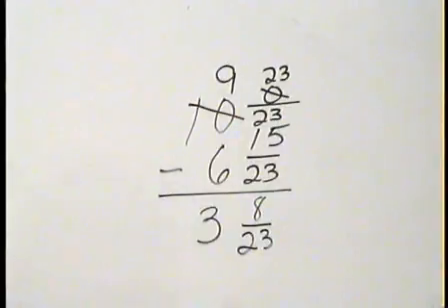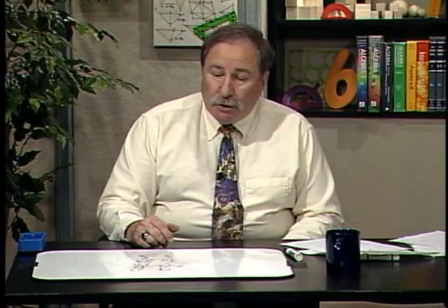3 and 8/23? Well, there's two ways to look at that. You can say I couldn't reduce 15/23, so I certainly can't reduce the answer. Or if you didn't remember that fact, we could say, is there a number that divides both 8 and 23? Well, 2 divides 8, but not 23. 3 and 5 do not divide either number. And that's it. There is no number other than 1 that divides 8 and 23. So the answer is 3 and 8/23.